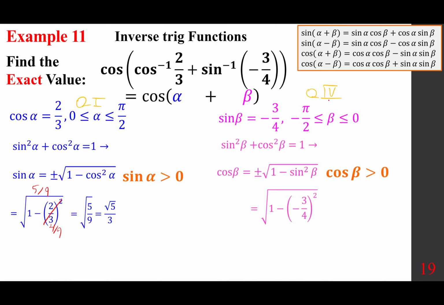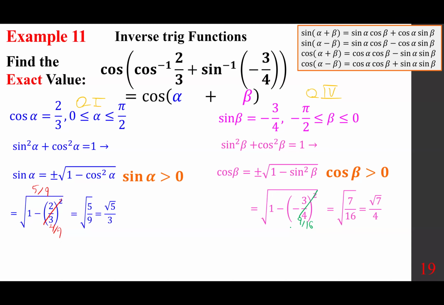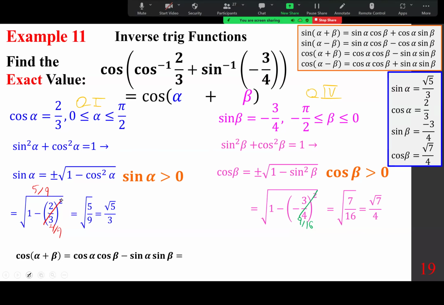Do the math. And that is 9 over 16. 1 minus that is 7 over 16. And 16 comes out, we have square root of 7 over 4. Let's find cosine of alpha plus beta. We need this summary again. Again, you don't have to write this summary, but I like to write sine alpha, sine beta, cosine beta.